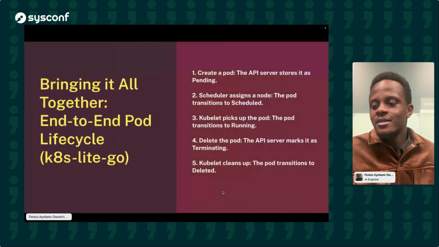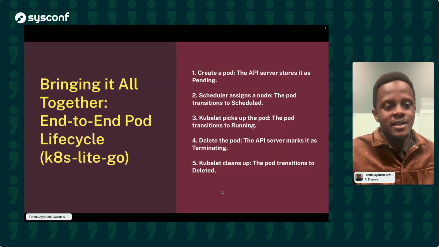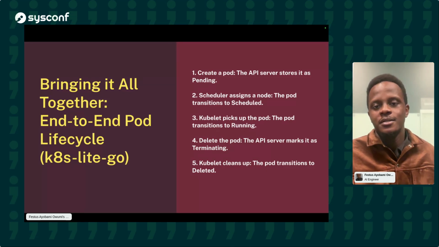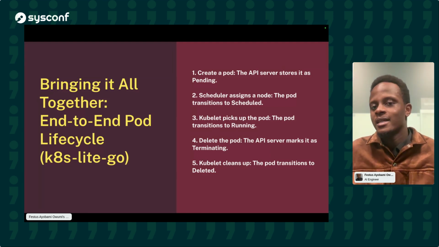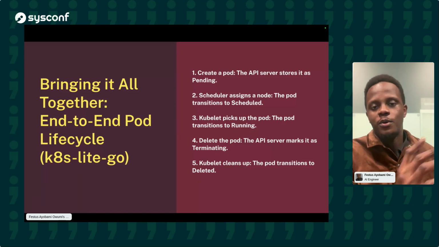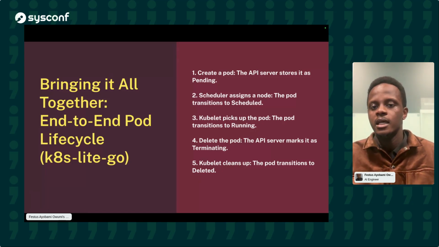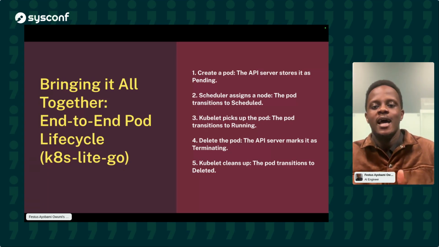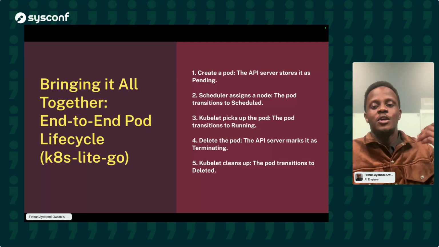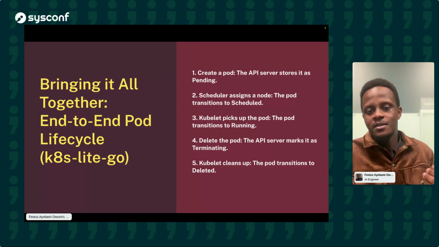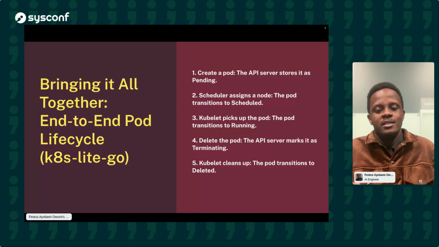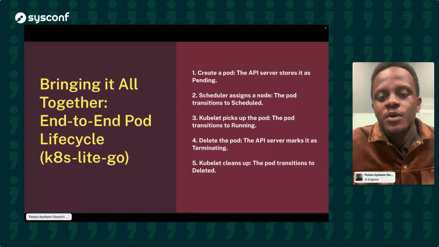So, bringing it all together, we have roughly around 10 minutes. So, the end-to-end life cycle: what happens when you create a pod in K8 Lite Go? Like I said, in K8 Lite Go we just use pods to make it easy for everybody to understand. The API server stores it as pending, the scheduler assigns it to a node, and the pod transitions to scheduled. The kubelet picks up the pod and it transitions to running, and then deleting the pod marks it as terminating, and the kubelet cleans up the pod. So that's pretty much what we have.